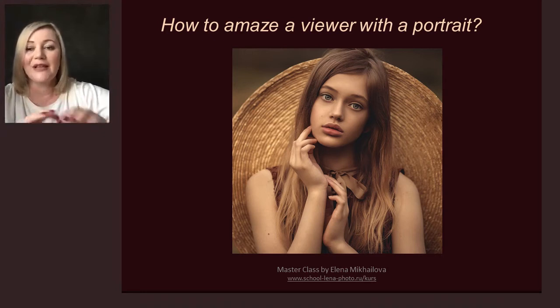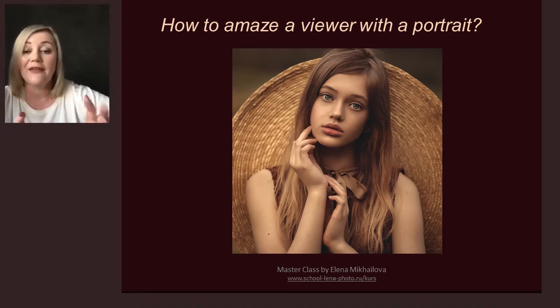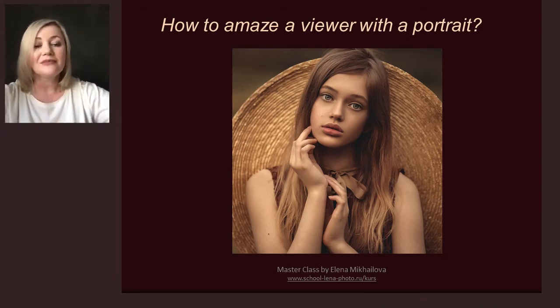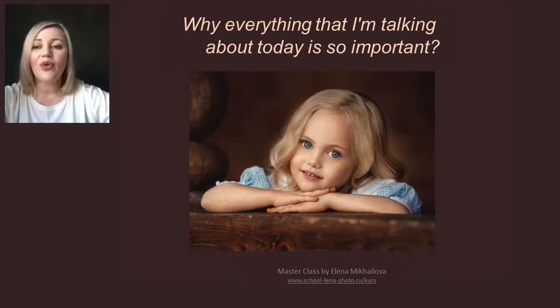So I love it when my characters look directly in the eyes of the viewer. I have many such portraits, and if you're familiar with my work, you have probably seen them. So why do you think it is very important what I'm talking about today? Of course, you don't have to study anywhere. You can go out and go through all your mistakes, but it is a long way to go.